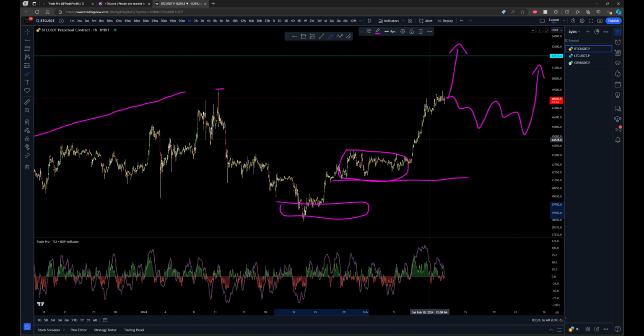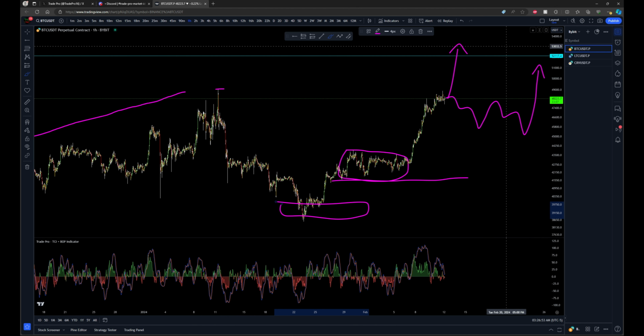So that's it for this video, really covering the strategy that I've been using, and also what I'm expecting next. There's not too much to update here. Just expecting higher. Pullback is fine. Not expecting a huge pullback, but then continuing higher.